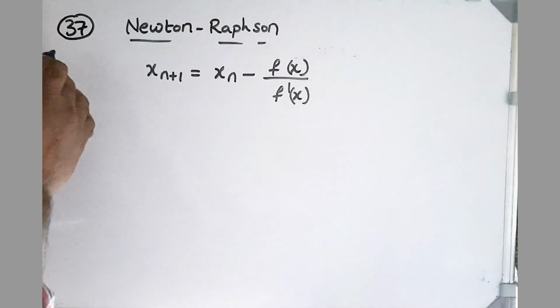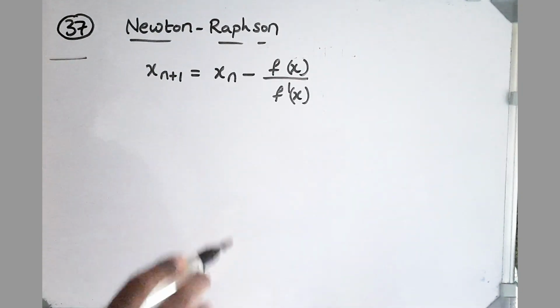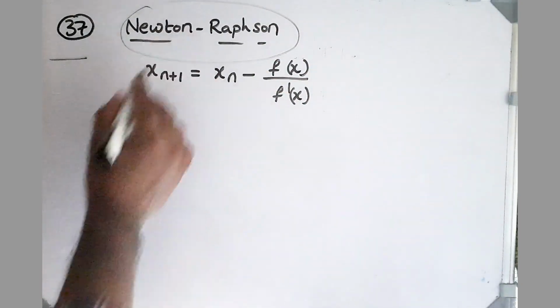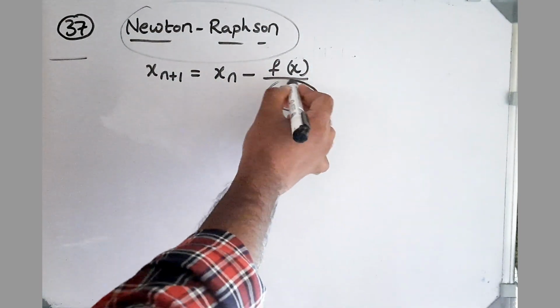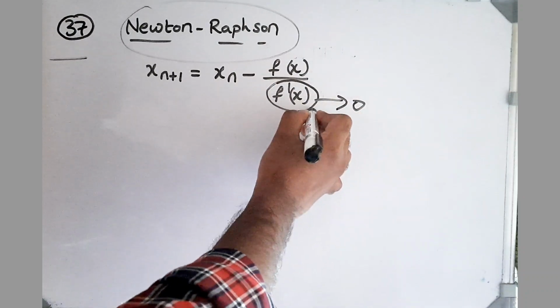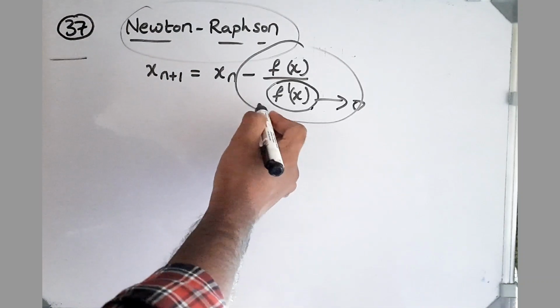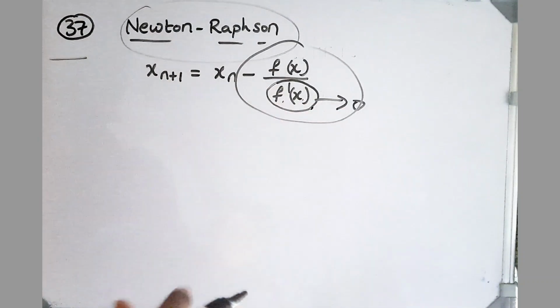Question number 37. Which of the following does not converge according to Newton-Raphson method? Friends, here we need to understand this method does not converge when the denominator becomes 0. What happens, friends, when the denominator is 0? This whole function becomes infinity. So for which of the following functions is f dash x equal to 0? This is what they are asking.